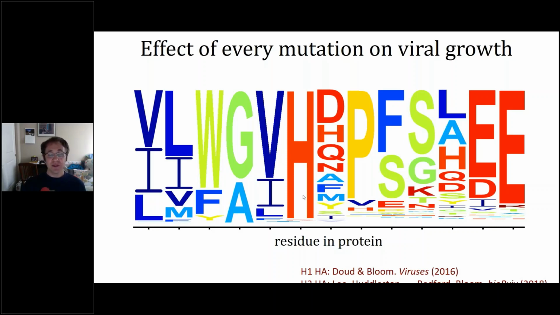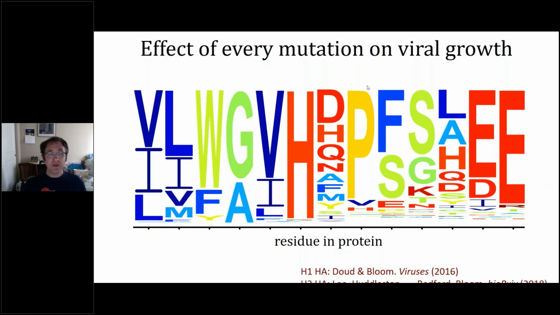For instance, at this position, which is position 183, those of you who are familiar with hemagglutinin might know that that's an important position for receptor binding. You see that whatever mutation you put in at the beginning, the only thing that you end up with in the viruses that can replicate is histidine. There are other positions like this one where the virus appears to prefer hydrophobic amino acids. Here it prefers aromatic amino acids, and here it can tolerate a large number of amino acids.